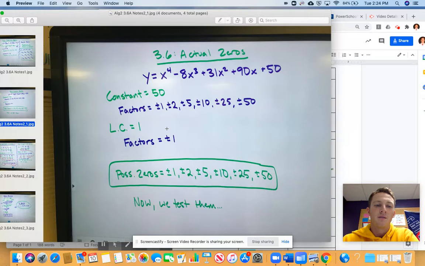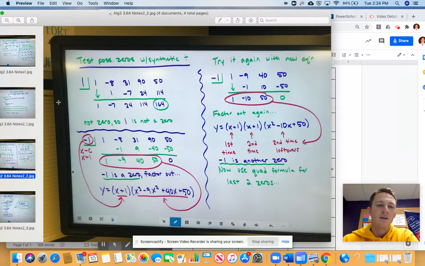So let's go through and find our possible zeros first. 1 divided by 1 is 1. 2 divided by 1, 2. 5 divided by 1, 5. 10 divided by 1, 10. 25 divided by 1, 25. 50 divided by 1, 50. And we have all these plus or minuses, so these are all 2 different options. Now we're going to test them. So we're going to test these using synthetic division.